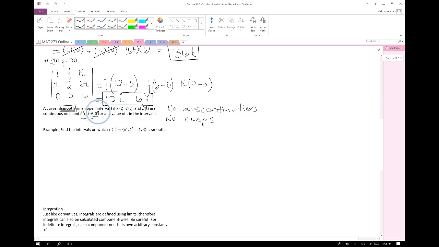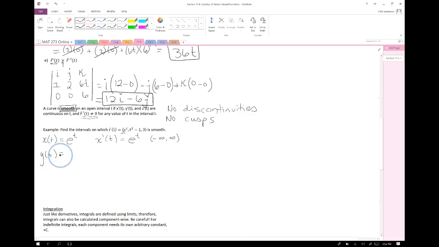A curve is smooth on an open interval if the derivatives of our component functions are all continuous. So let's first look at our component functions and their derivatives. X of t is e to the t. X prime of t is e to the t. The derivative for e to the t is e to the t. E to the t is continuous on negative infinity to infinity. E to the t has no discontinuities whatsoever. It's a nice, smooth, continuous curve.